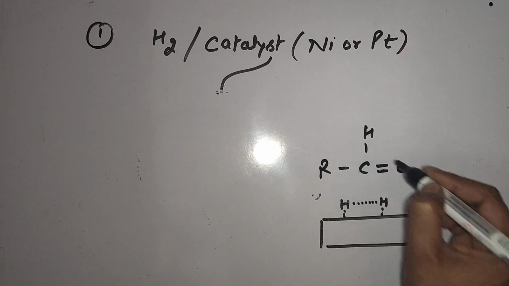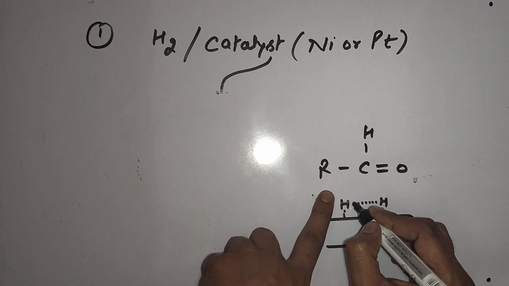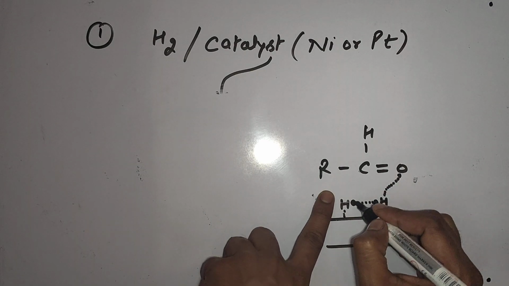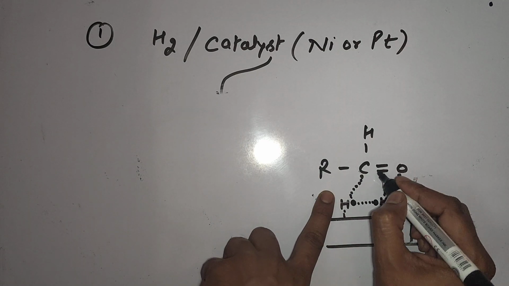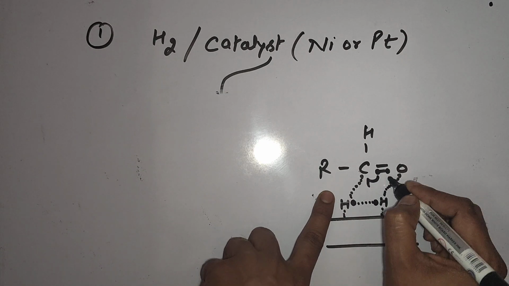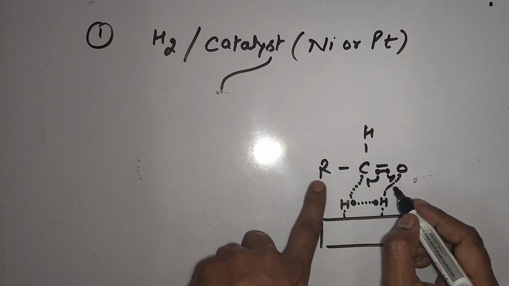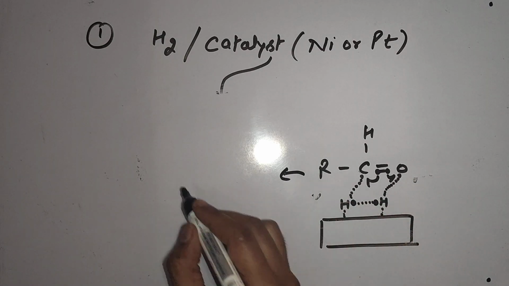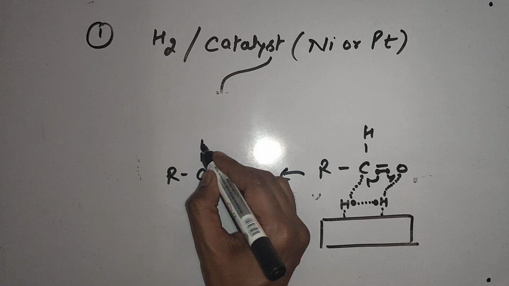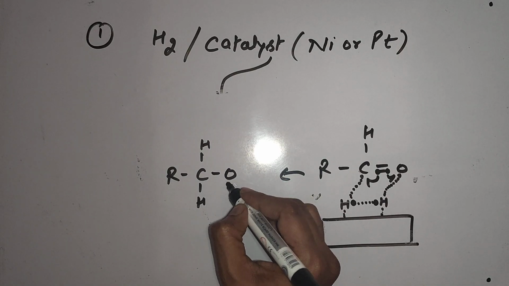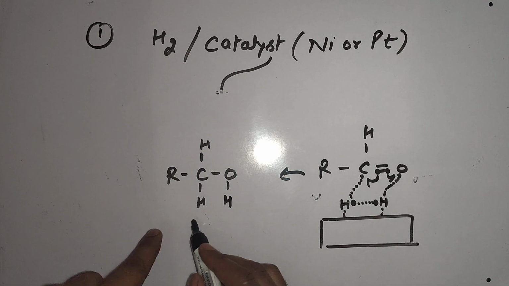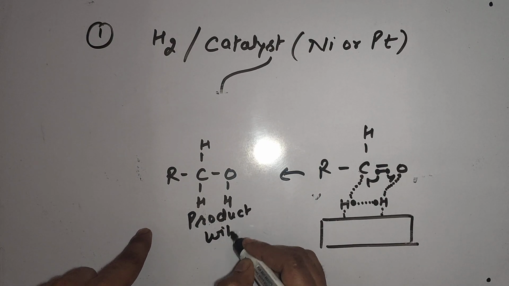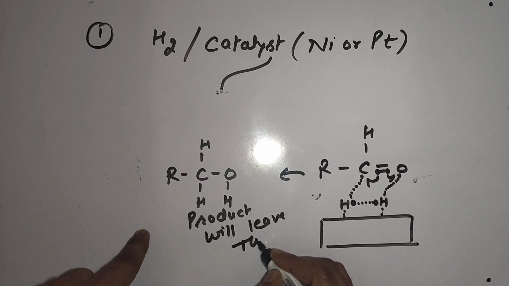CO part will come. One electron is here, one electron is here. So they will start joining with oxygen and carbon like this. One electron will go toward carbon, one electron toward oxygen, and bond formation will be generated. Carbon will combine with hydrogen, oxygen will combine with hydrogen, and RCH2OH will be generated. And obviously this product will leave the surface.